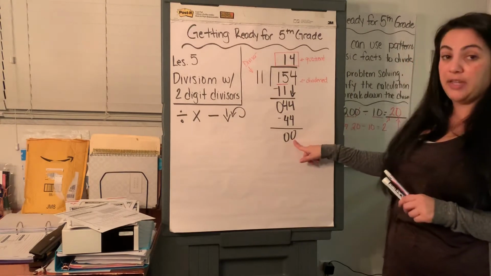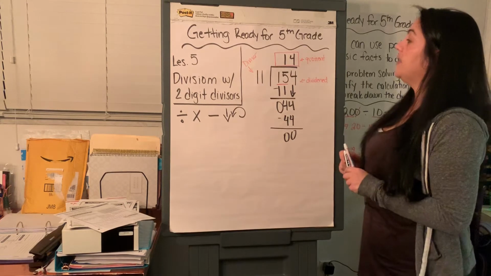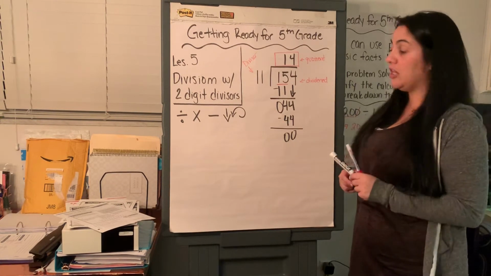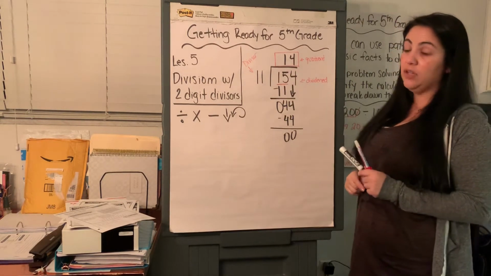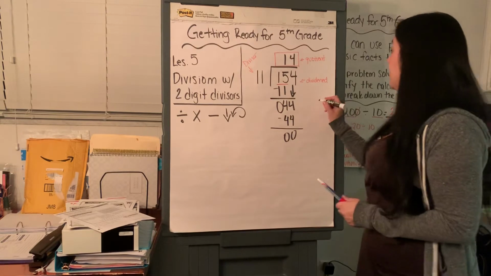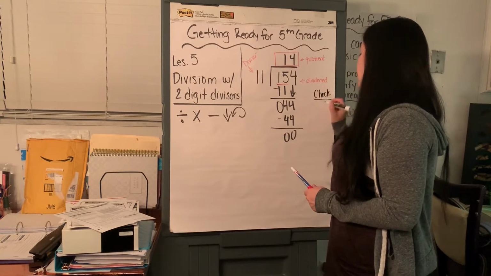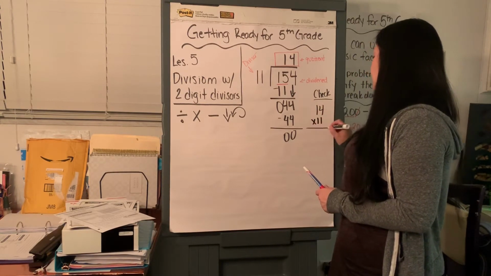Since there's no remainder, since 0 is a remainder, I don't have anything remaining. That means it's equally divided. Here I can double check my work by multiplying 14 times 11, and that should give me 154. So I'm going to come to the side again. I'm going to write check because this is how I'm going to check my work. I'm going to multiply 14 times 11.